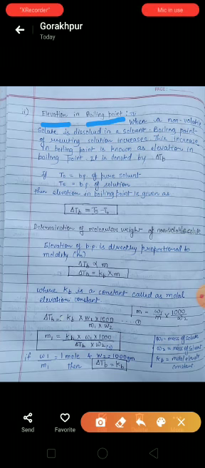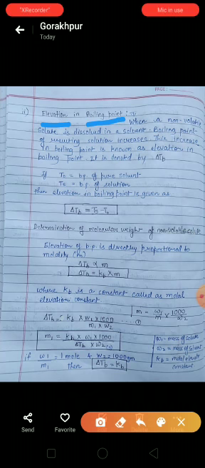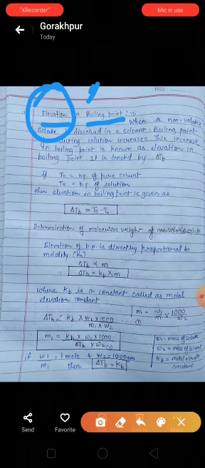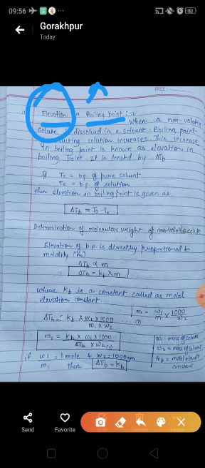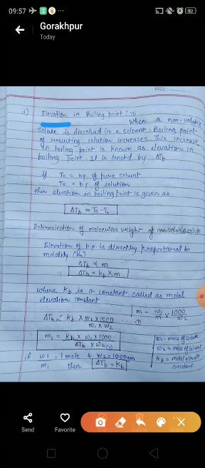When a non-volatile solute is dissolved in solvent, the boiling point of the resulting solution increases. This increase in boiling point is known as elevation in boiling point. What does elevation mean? Increase. बढ़ जाना, ऊपर की ओर जाना, so elevation means increase. Now it is denoted by delta TB.